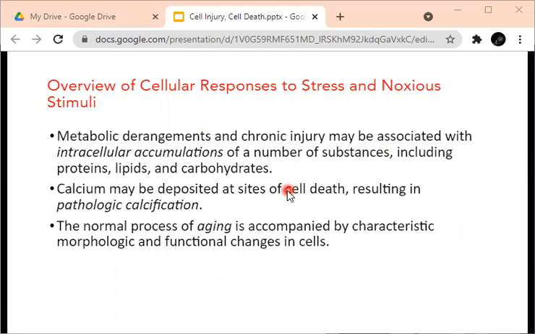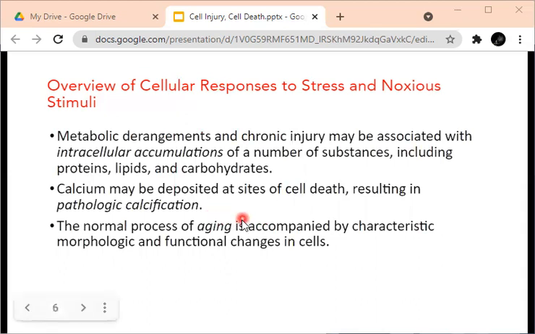Kasi there are changes na affect ang metabolism ng cells natin. Therefore, yung production ng substances or certain chemicals, na nagkakaroon ng accumulation. Okay? And these accumulations can actually be pathognomonic of certain diseases. All right? And also, calcium may be deposited at sites of cell death resulting in pathologic calcification.